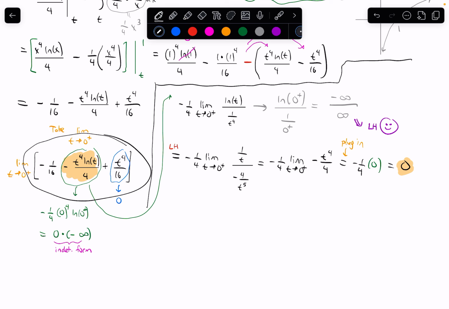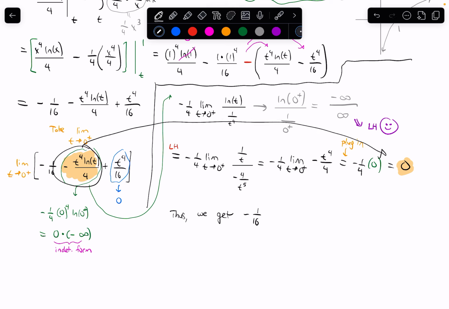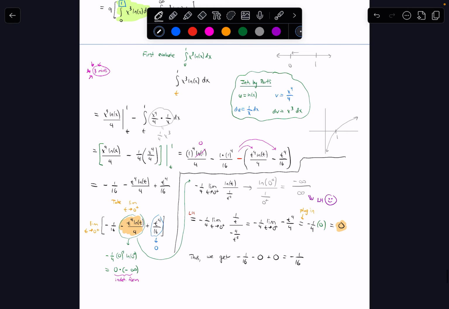So overall, if I put this whole thing together, I was doing the limit of this whole thing. So thus, what we get is, there was that fraction in front, that minus 1 over 16. There's this one that I just highlighted in orange that I had to do L'Hopital's on, which we just got a 0. So I got that minus 1 over 16, and then I'm going to get minus 0. It doesn't matter if I write minus 0 or plus 0, because it's the same. And then this fraction at the end was also 0. So I'll write plus 0. So overall, this just gives me negative 1 over 16.